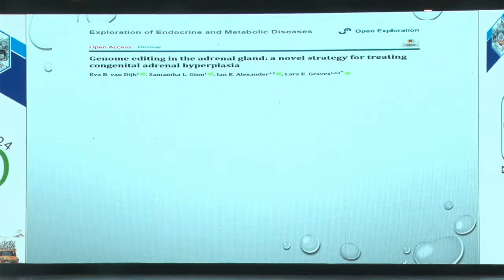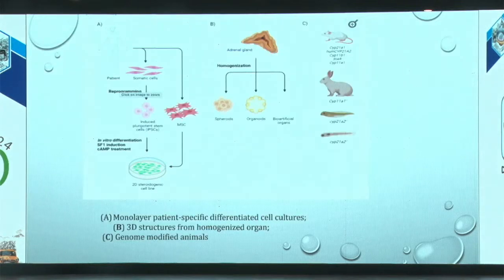The last part, people always keep asking us, do we have a final problem solution for CH? The solution which has been proposed of late is something known as genome editing. We've had 3 models: patient-specific cell cultures, 3D structures from a homogenized organ, the so-called 3D printing, and the third one is the mice model, rabbit model, tadpole model, and the zebrafish model. These are the 3 models which are now being extensively studied for gene editing. I'm just finishing.